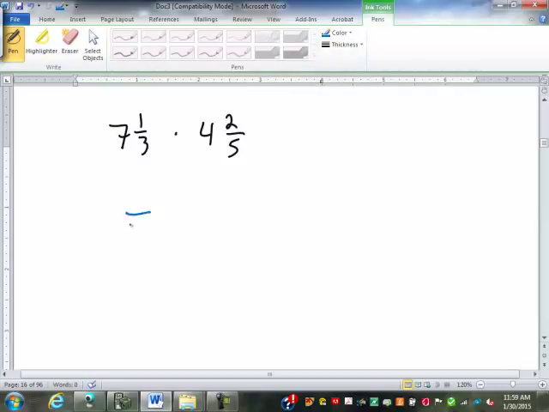7 1/3 will become 7 times 3 is 21 plus 1 is 22/3, times 4 2/5. 4 times 5 is 12, plus 2 is 14/5. And now we can just multiply them like any other fractions. We could cross cancel, but in this case there's nothing to cancel out. 22 times 14 is 308. 3 times 5 is 15. Does that look right?